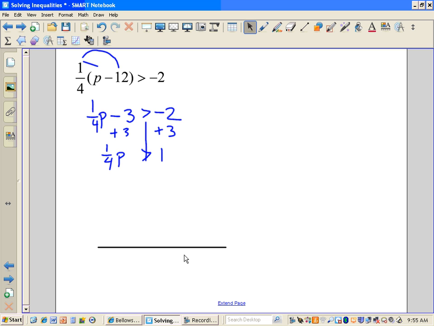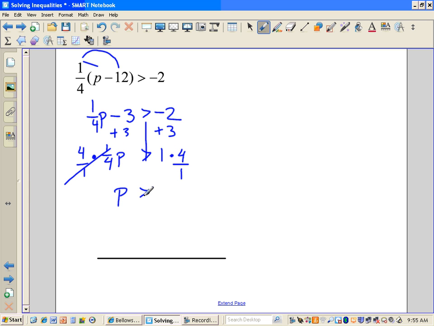Let me move this line out of the way a little. To get rid of the 1/4, remember to get rid of a fraction, we multiply by the reciprocal, 4 over 1. If I do it on this side, I have to multiply by the reciprocal, 4 over 1, on this side. So those cancel, and I'm left with p is greater than 4. So I'm going to plot my answer on the number line. Here's 4, 5, 6. Work backwards, 3, 2. It's greater than 4, not equal to it. So I'm going to keep it as an open circle at 4, and then make my exaggerated arrow this way, the greater than way.